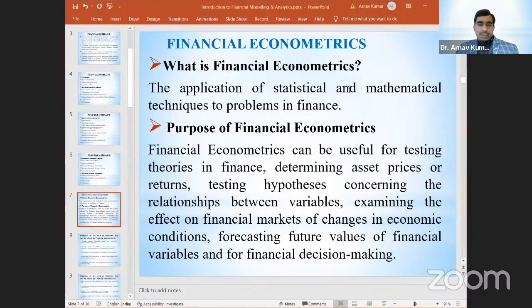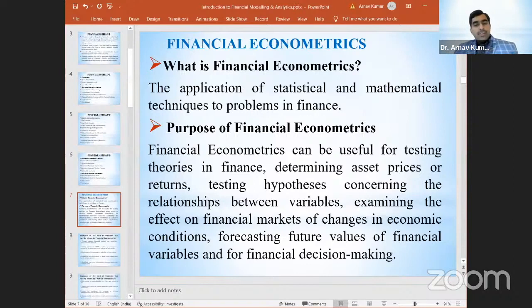So financial econometrics, as we know, is the application of mathematical and statistical techniques to problems in finance. So the basic purpose and basic approach, again, because especially financial econometrics and analytics will have a lot of things overlapping. A lot of techniques you will see in both modeling, analytics and econometrics. But in econometrics, the approach is to establish relationships, to test theories.